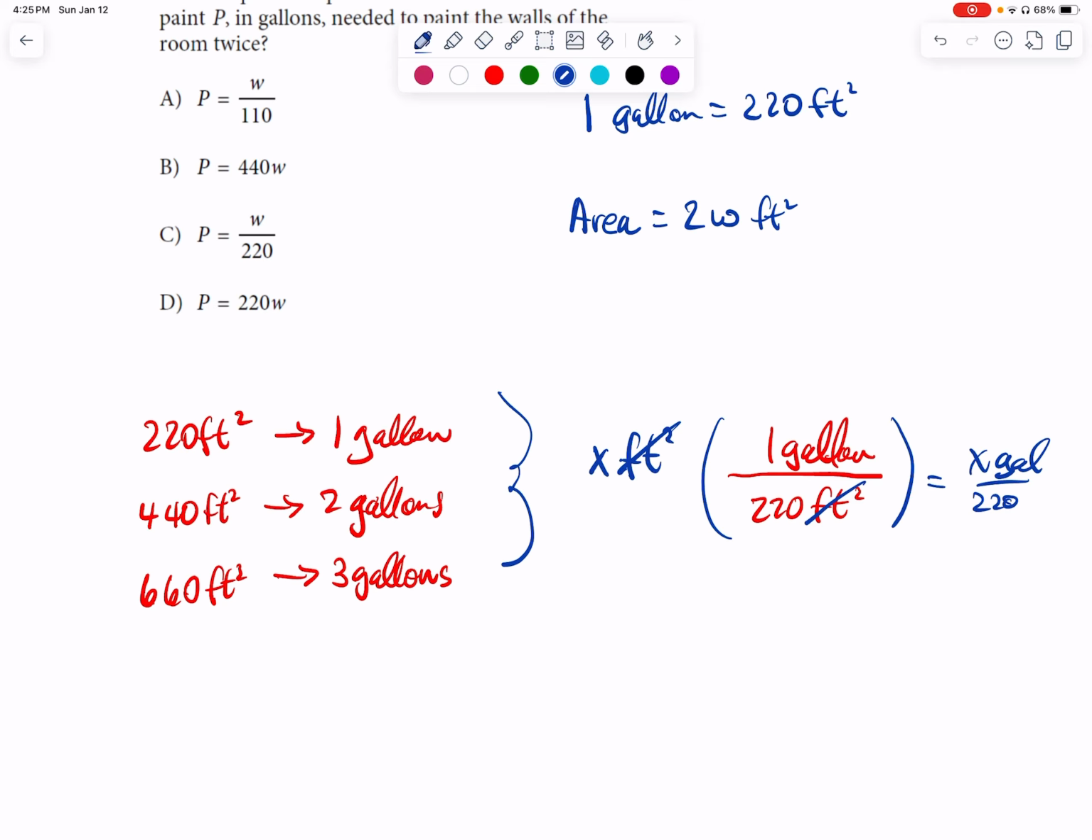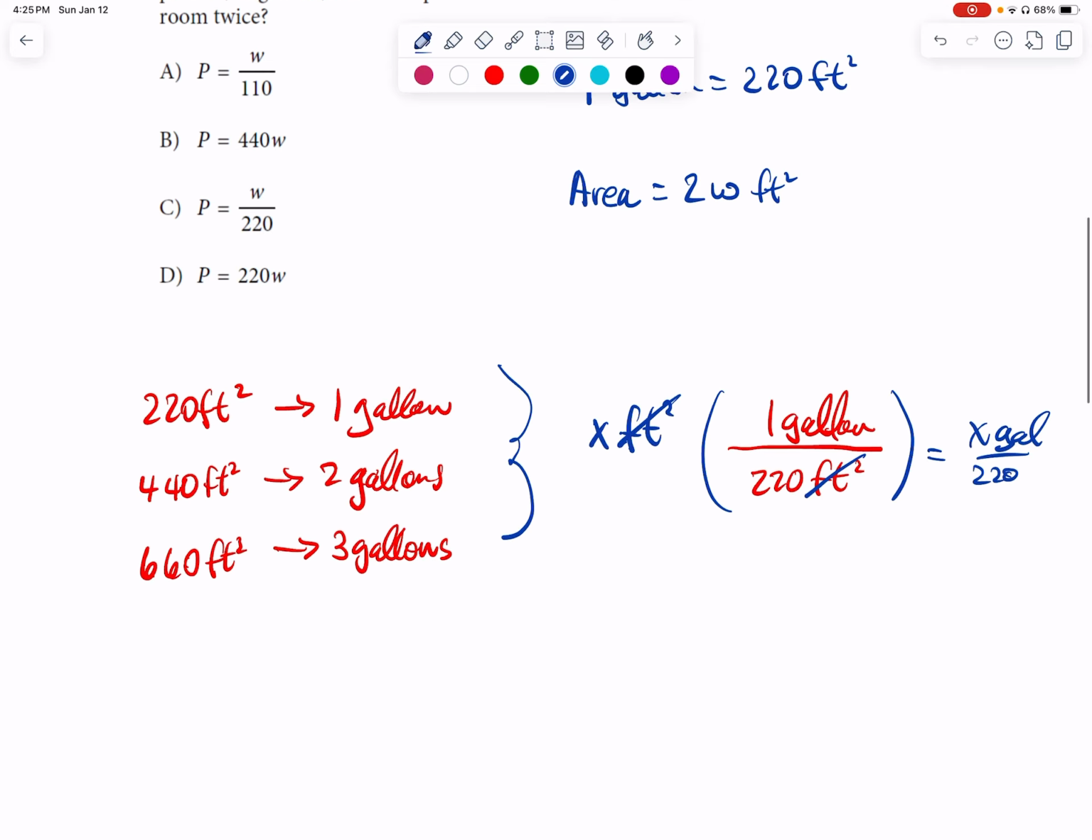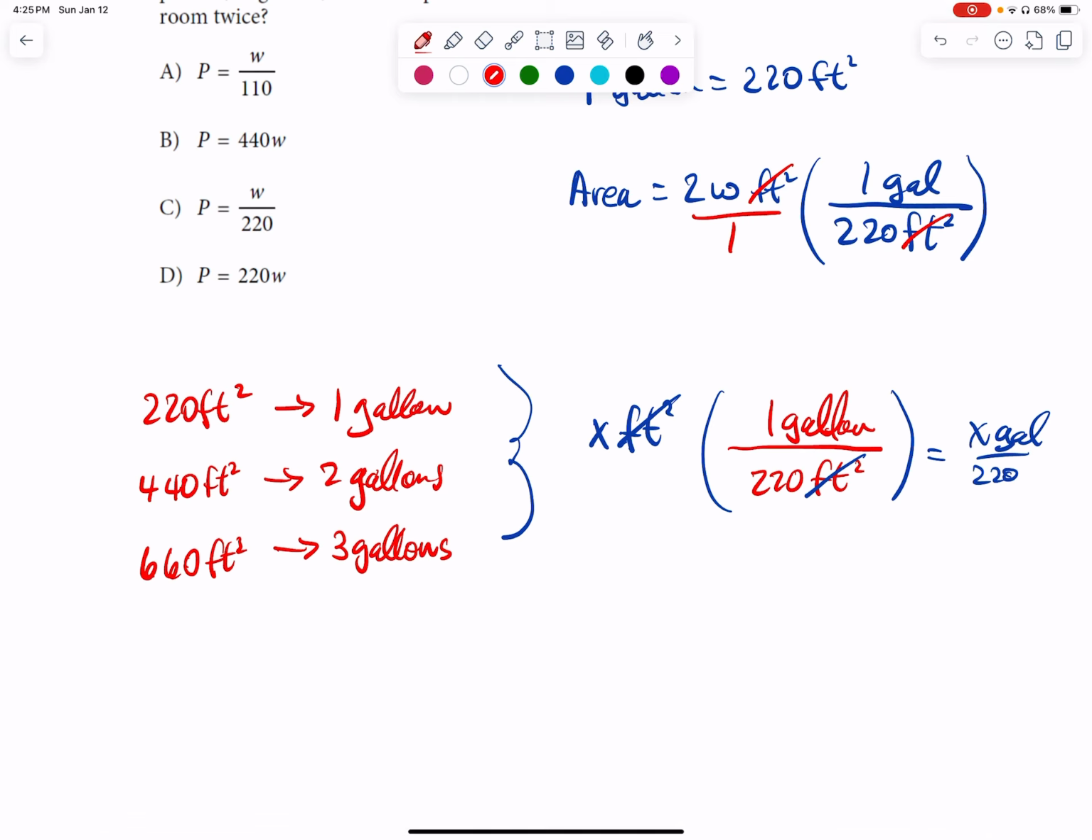Okay, but it's not x gallons that we're going to convert. What we have to convert here is 2W. So I'm just going to basically do the same thing. I'm going to take this 2W right here. I'm going to multiply it times our conversion factor so that the square feet cancels out. So it's 220 square feet on the bottom, and then the 1 gallon up top. And just like before, our square feet are going to cancel out. And then you could treat this as if it's two fractions, multiply top times top and bottom times bottom. And I would have 2W gallons over 220.